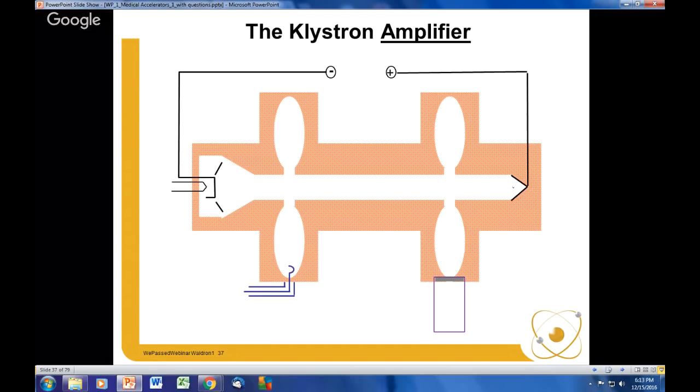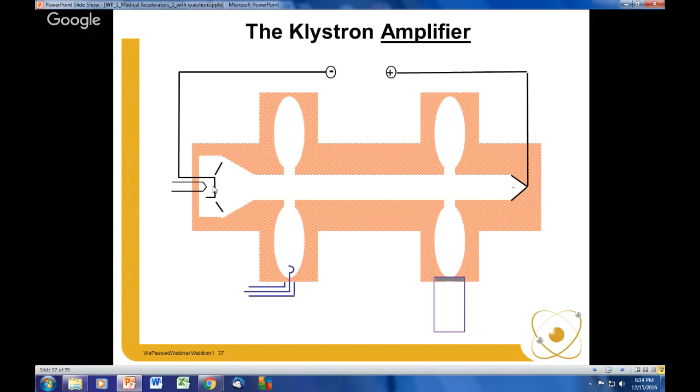The first one is the klystron amplifier. Now, a klystron amplifier is an amplifier. It needs an input. And the way a klystron works is I've got an evacuated cylinder shown here. The white parts here are vacuum. The orangish parts are copper. I've got 2 cavity structures, one at one end and one at the other end. On the left-hand side here, I've got a cathode.